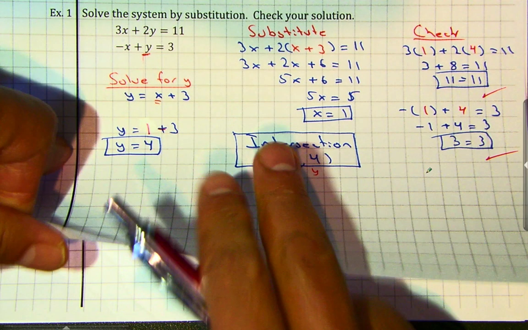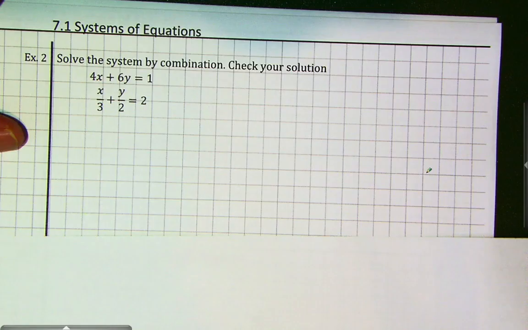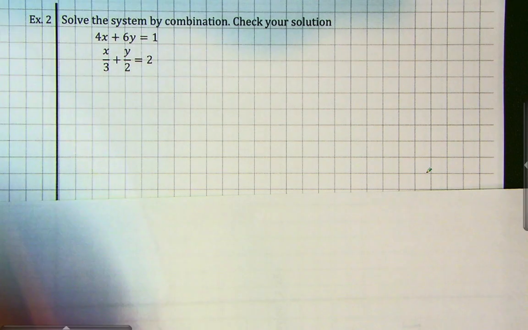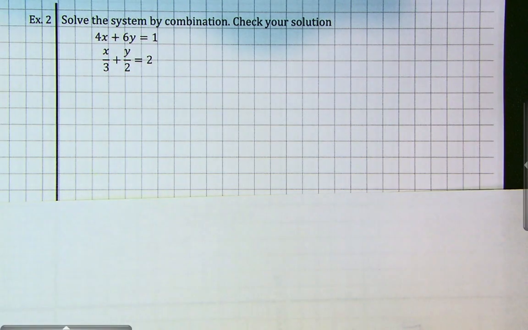Example number 2. Go and copy it down, and we'll start once you are ready. Go and pause it. So solve the system by combination, and then I need to check my solution.